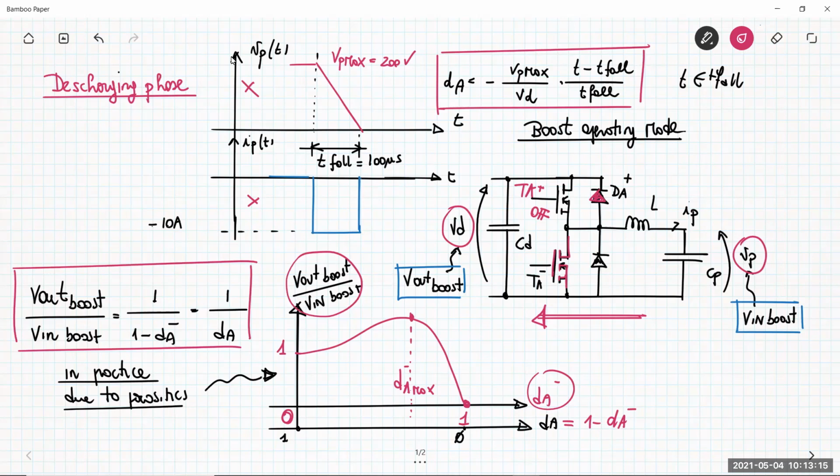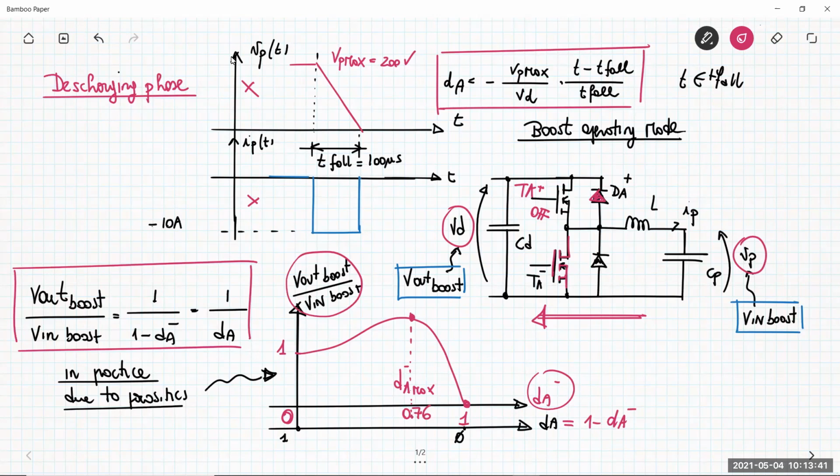Let's suppose, for our purpose, and also just to simplify the computation a little bit, that the maximum duty cycle dA minus for which you have the boost operating mode, so the maximum of this curve, is at the value of 0.76.